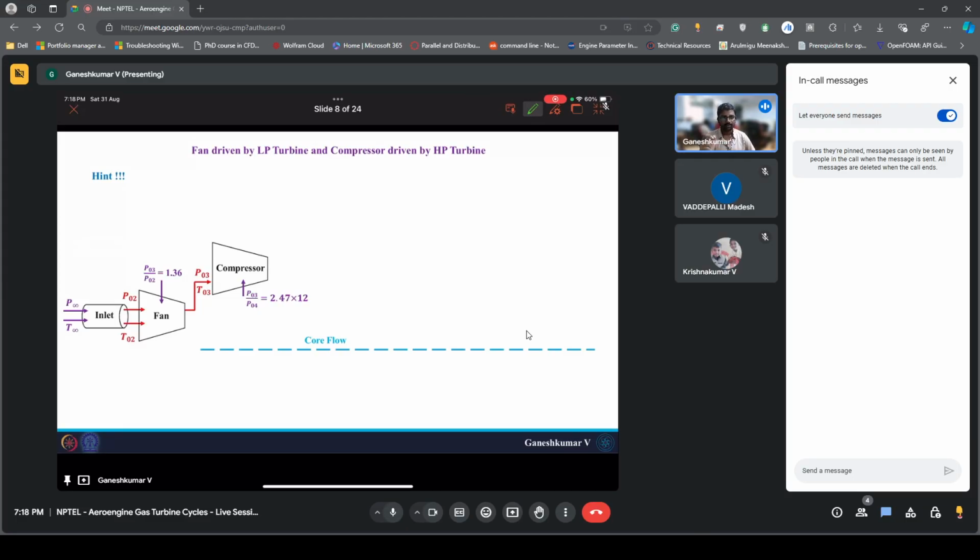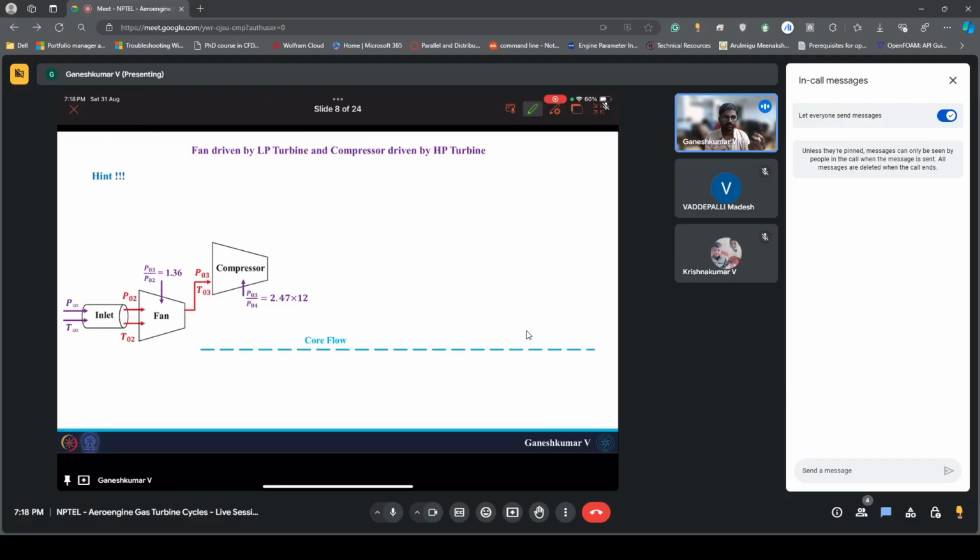Now in the second configuration you have only one compressor, which means both the low pressure compressor and the high pressure compressor values that they have given are achieved by a single component. So here you will have 2.47. First, air gets compressed to 2.47 times the pressure by some stages of the compressor, and from there it gets compressed to 12 times the pressure. That's why we multiply 2.47 with 12. We do not add the pressure ratios, we multiply.